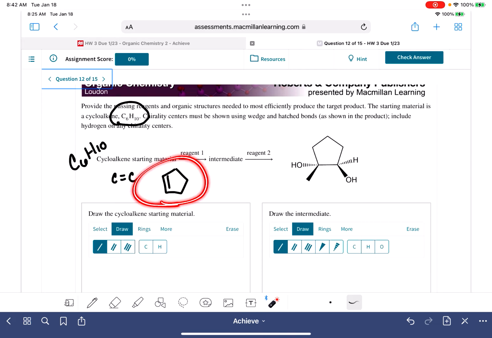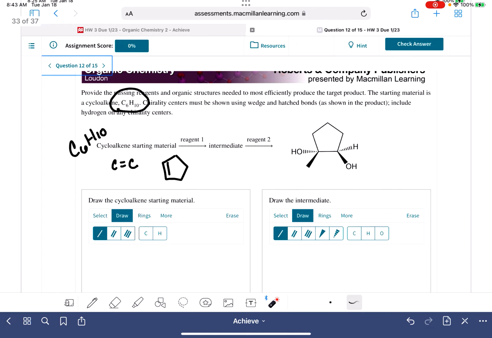If you know that you're starting with an alkene and you're trying to convert it into a vicinal diol, a side-by-side diol, just take a look at the reactions you've been learning in this chapter. What reactions have you learned that will produce two OH groups side by side? And that should help you figure it out.